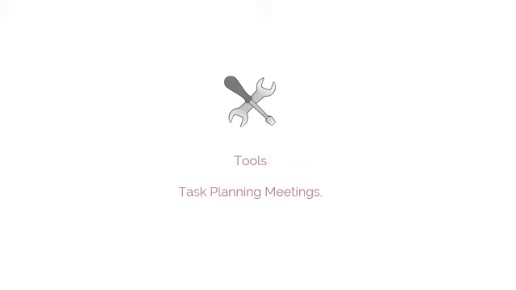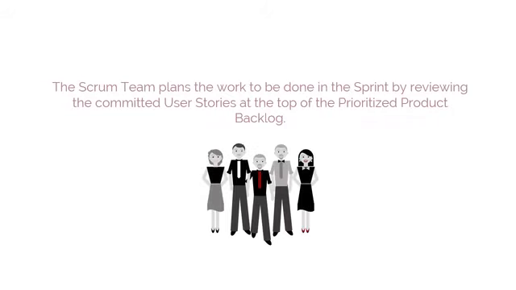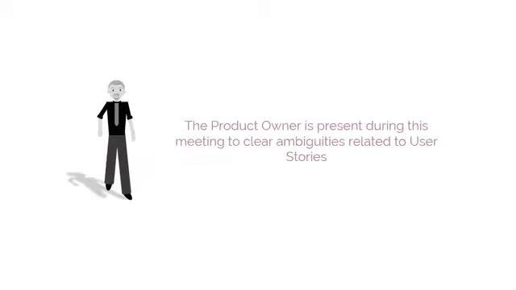In task planning meetings, the Scrum team plans the work to be done in the sprint by reviewing the committed user stories at the top of the prioritized product backlog. The product owner is present during this meeting to clear ambiguities related to user stories in the prioritized product backlog. This meeting should be time-boxed, with the standard length limited to 2 hours per week of sprint duration.